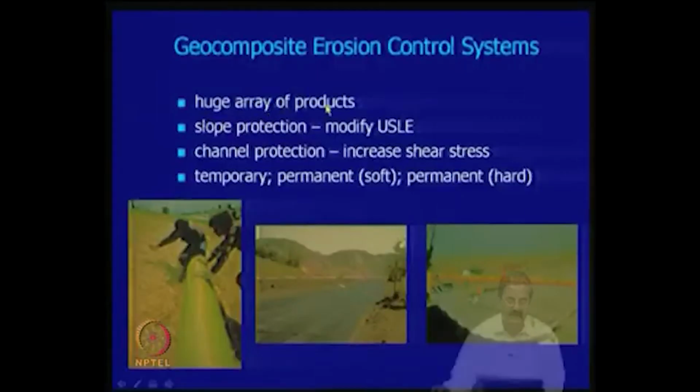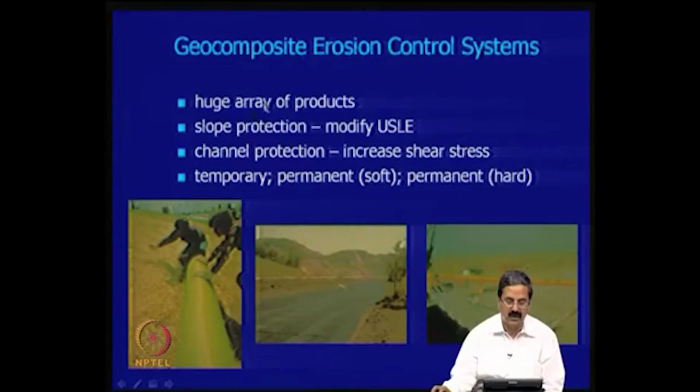So, what we do is that we try to use some sort of materials, geocomposite erosion control systems, we cover them with the materials for, say for example, slope protection, channel protection. They can be permanent, they can be temporary, there can be many variations that are possible to control erosion.